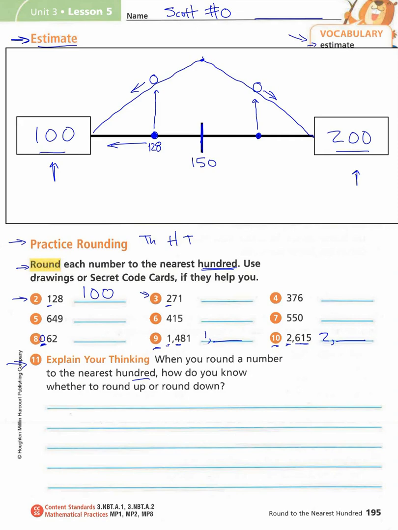I'm going to go back up to our mountain, our work mat up here. What if our number was exactly 150? Where would it be on the mountain? It would be on the very peak of the mountain. Well, which way could it roll? It could really go either way, right? It's exactly halfway. Which way could it go?